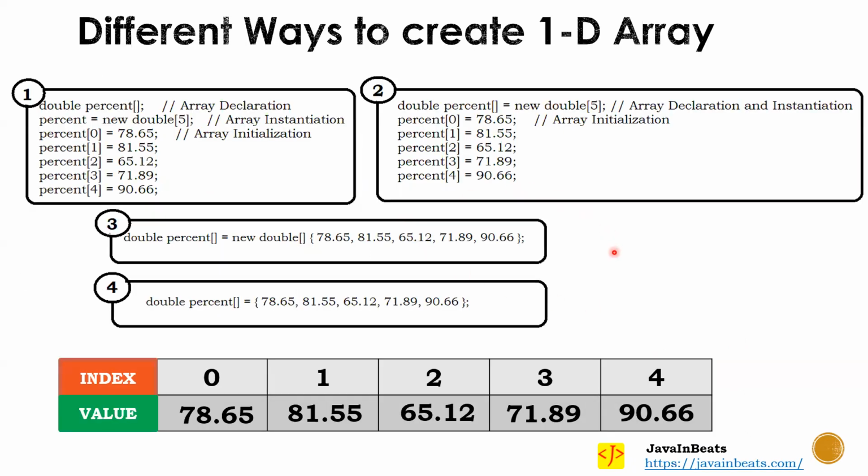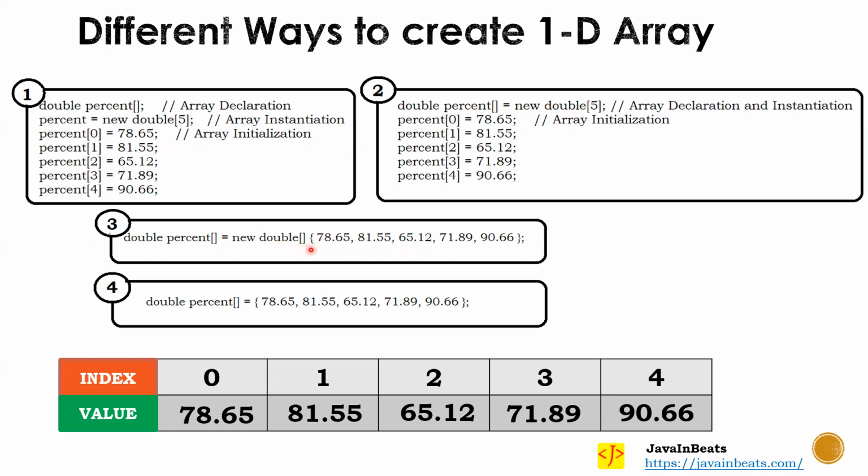So these four options you can use to achieve the same structure. The first option is what we just discussed. In another option, instantiation and declaration happen on the same line, and for initialization, we are using separate lines. In the third option, we are declaring, instantiating, and initializing the array on the same line.